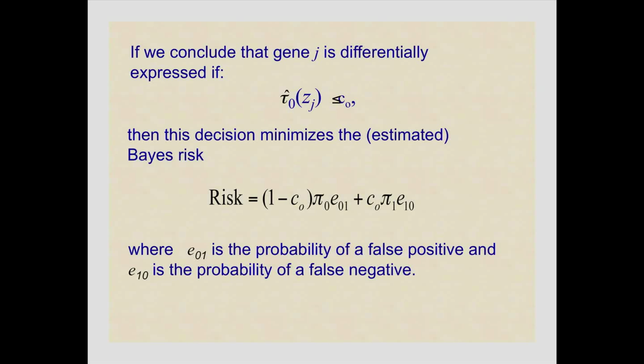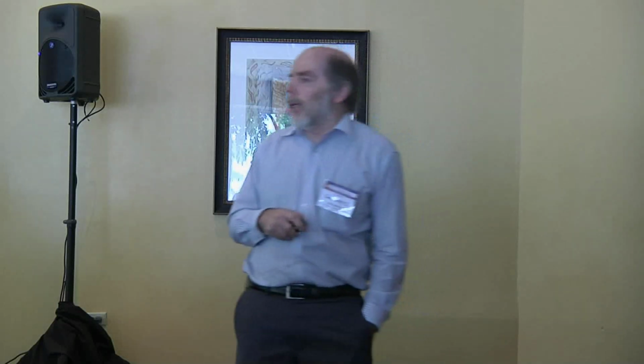Now, if we do this, we can tie this in with the Bayes risk. If we do this, the risk is given by 1 minus the value of the threshold times pi naught, and this e naught 1, this is the probability of a false positive, and then we get C naught times pi 1, which is 1 minus pi naught, times the probability of a false negative. So this threshold here just has this impact in what weight we're putting on the two errors we can make.